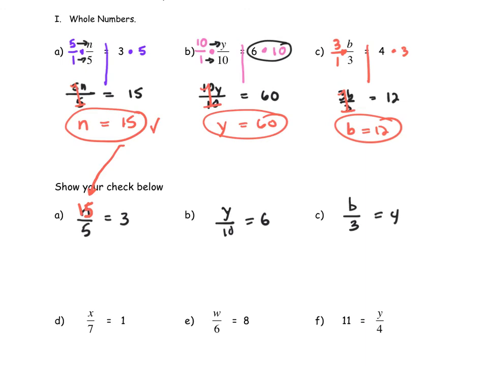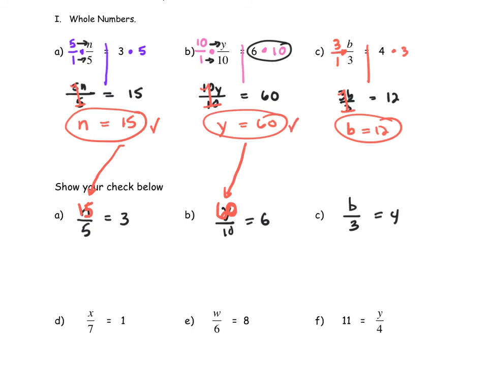For problem letter B, we think the solution is y equals 60. So I'm going to take my 60 and replace it where the y is. So right here, this y, and hopefully you have an eraser that's working, unlike mine, I'm going to replace it with 60. And I'm going to ask myself, is 60 divided by 10 equal to 6? And it is. So now I know my answer, y equals 60, is correct.